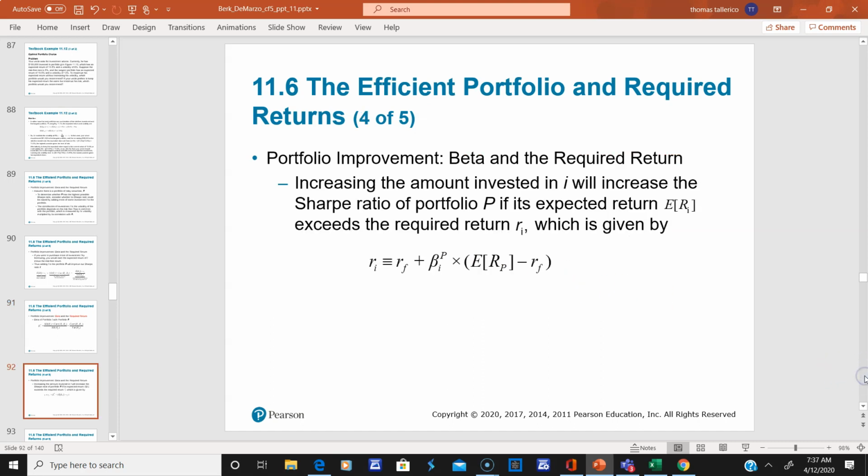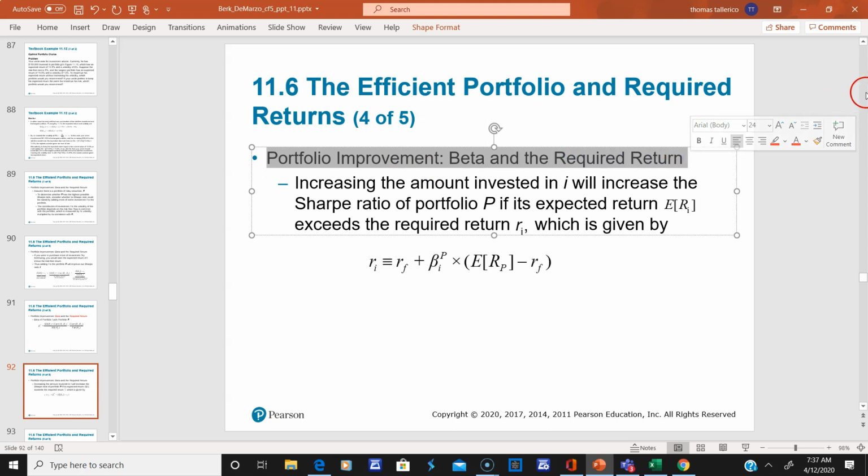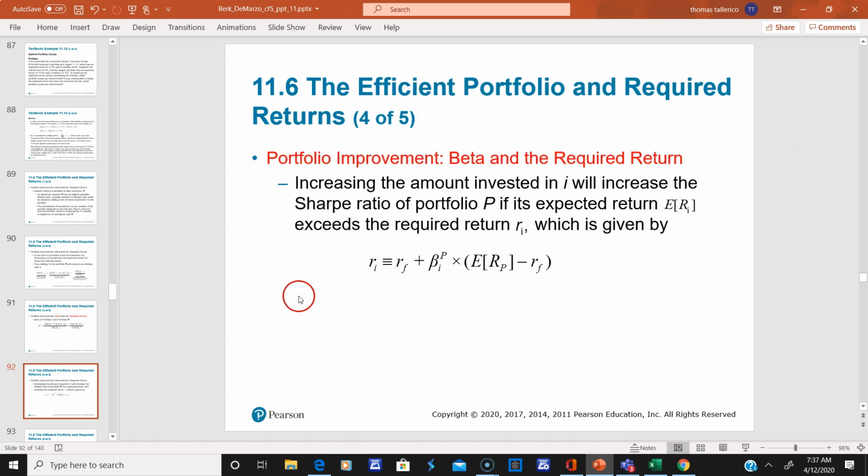Suffice it to say, here is the final equation we have to know, and this is the only thing we're going to drive at. I want to highlight this. This is all beta. This is called the capital asset pricing model equation, and this equation you should know, and it's easy.